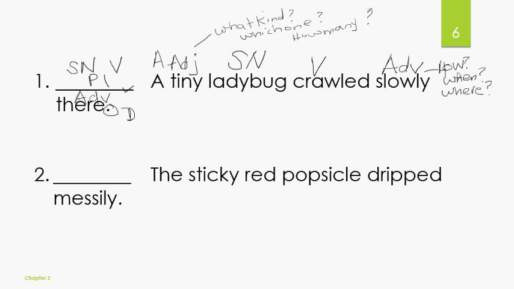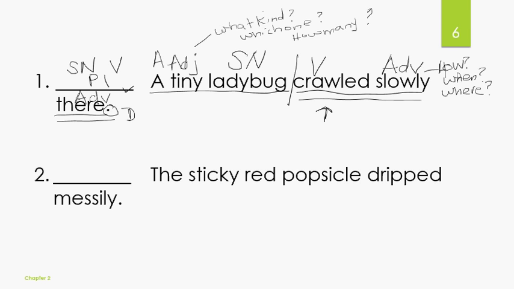Now, the new thing we're going to do is go to the verb, after we label our sentence pattern and our type of sentence. We're going to separate the complete subject from the complete predicate. We're going to underline a tiny ladybug once. That's our complete subject. And we're going to underline crawled slowly there twice. That is our complete predicate. The complete predicate is the verb and everything that goes with it, all the words that modify it. Now you're done.